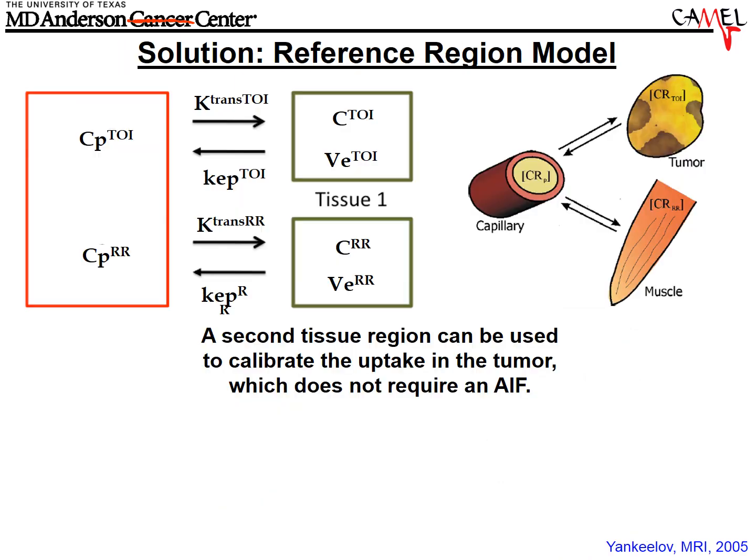Well, there's no way to get a better quality AIF, so instead, what I prefer to do is what Tom Yankeelov and also Greg Karczmar have shown, using the reference region model, where the pharmacokinetic uptake in muscle can be compared to tumor rather than just comparing a capillary to a tumor. And I think you get better results in doing that because it's easier to find a muscle and you have better quality data with the muscle.